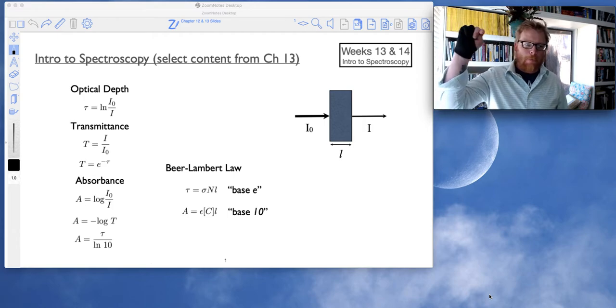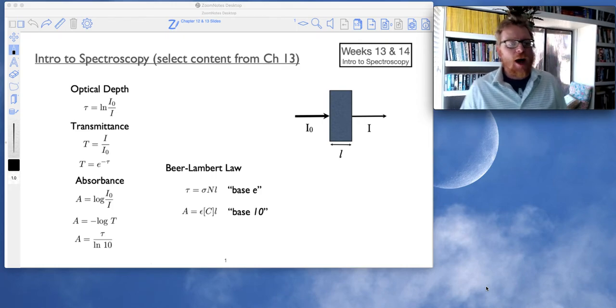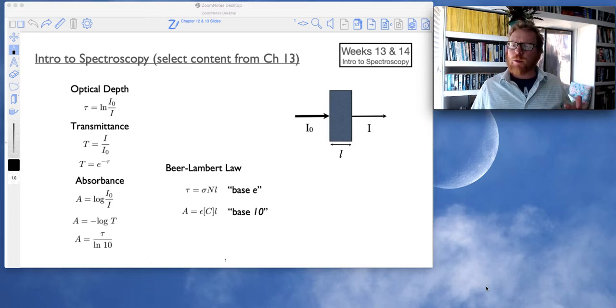Lecture. Here we go, folks. We're getting into the spectroscopy. All right, so this is kind of going to be a little all over the place with respect to the chapter and section that we are in the book.